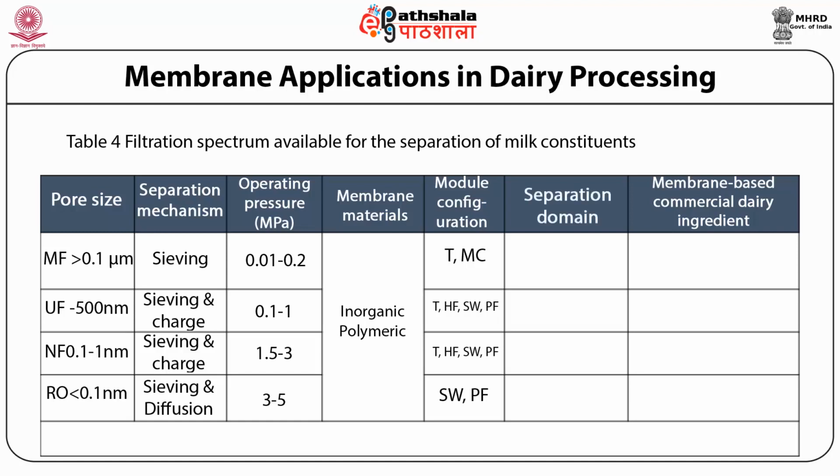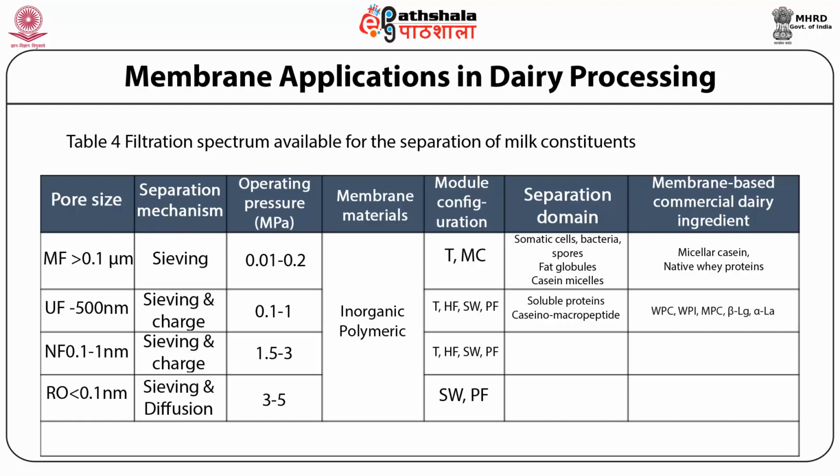Separation domain. MF is mainly used for separation of somatic cells, bacteria, fat globules, and casein micelles, and the products available in the commercial market are micellar casein and native whey proteins. UF is normally used to separate soluble protein as well as caseinomacropeptide. So UF is known as the concentration process for proteins, and it is used to manufacture whey protein concentrate, whey protein isolate, milk protein concentrate, milk protein isolate, and beta lactoglobulin and alpha lactalbumin.